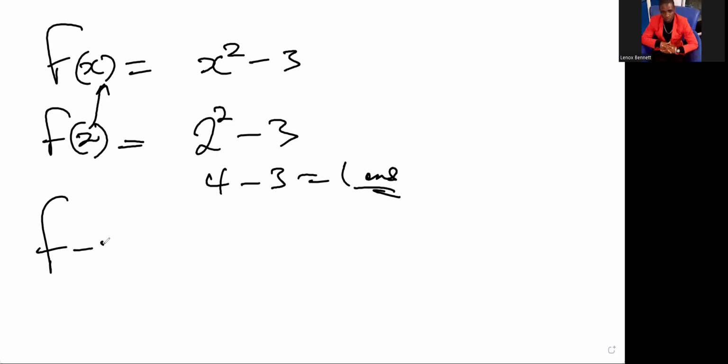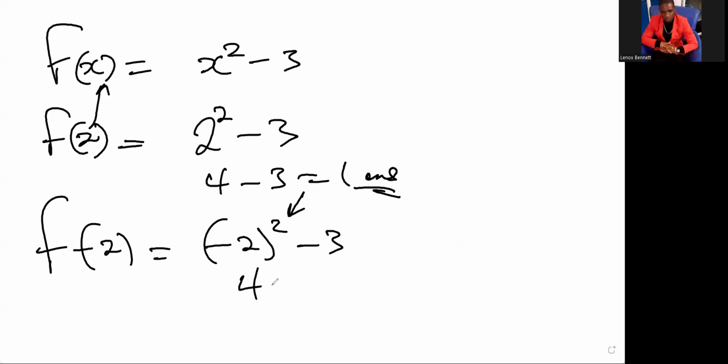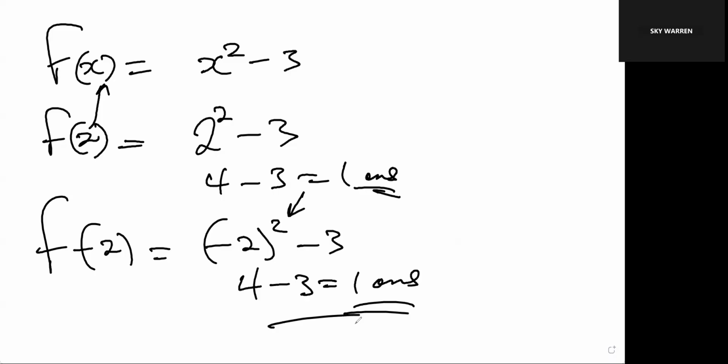What if they say f of minus 2? Same thing: minus 2 squared minus 3. Now, once a number is squared, it automatically becomes positive. So it's still 1. Make a note of that, guys. Once you square a negative number, it automatically becomes positive, because negative times negative is positive, and positive times positive is positive. When a number is squared, it's the number multiplied by itself.